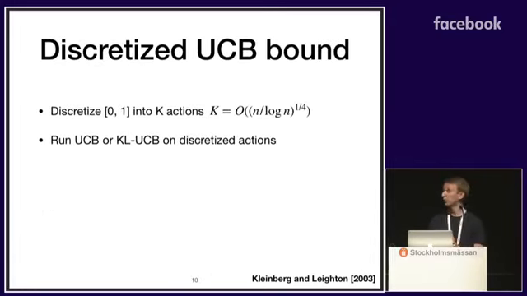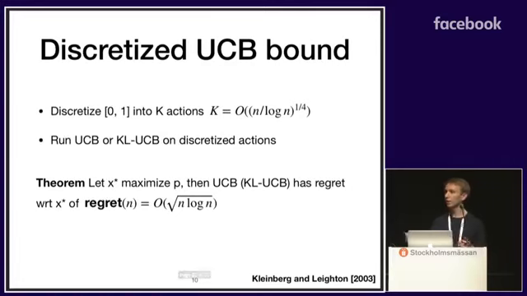We use the approach by Kleinberg and Leighton, and what you do is you simply discretize the action space into k actions, and you can run UCB or KL-UCB on these discretized actions, and then we can get a regret bound of square root n log n. I'm going to speed up a little bit.